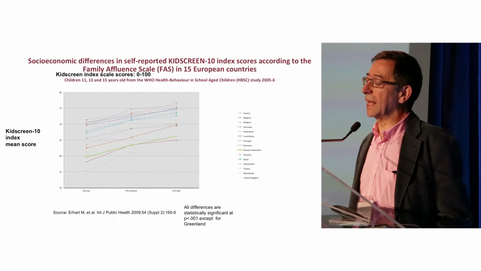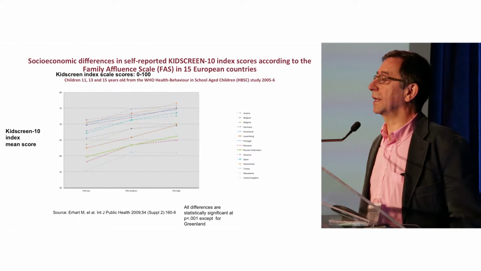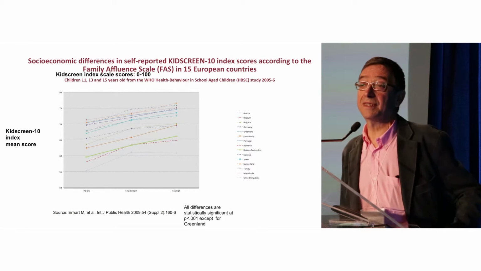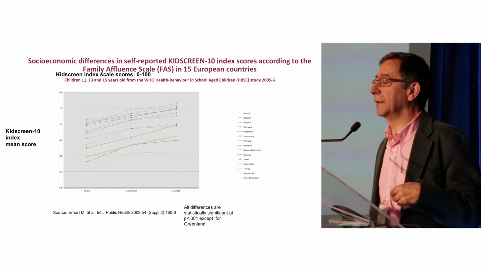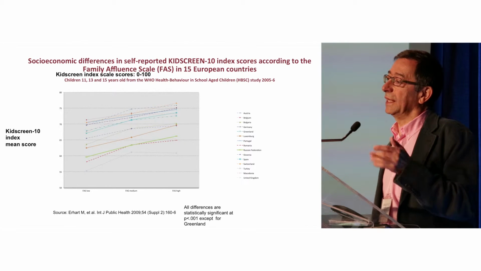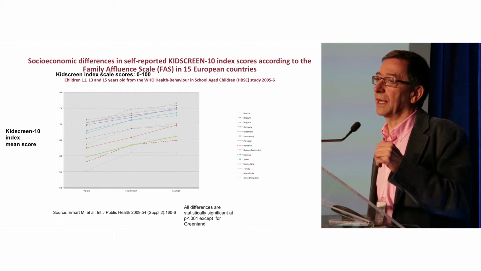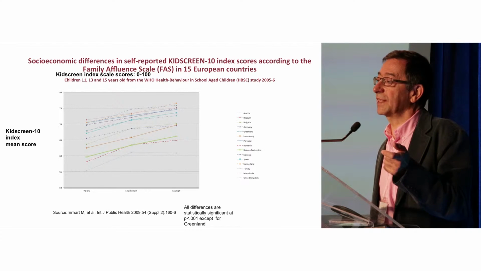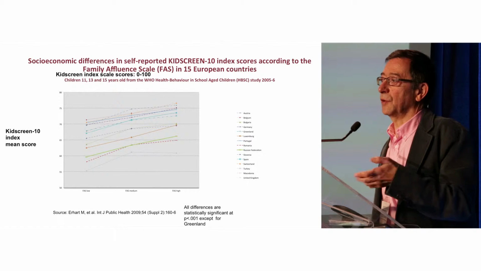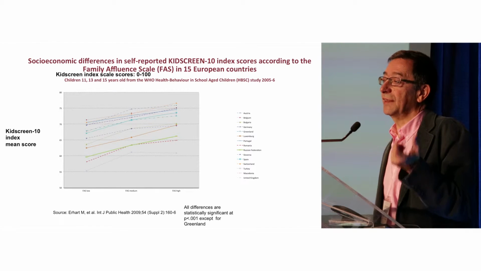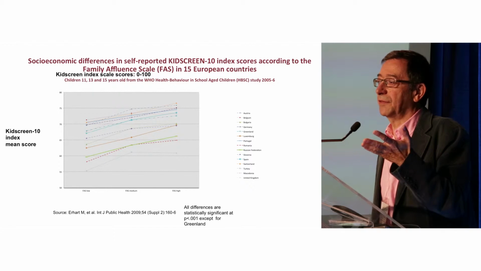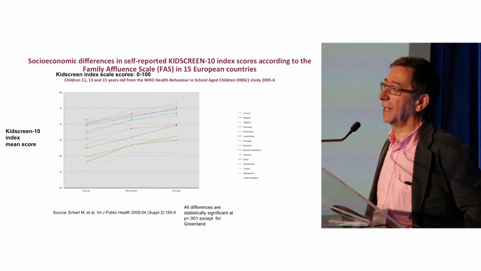Well, another example is the KIDSCREEN index, KIDSCREEN-10, that was used in the Health Behaviour in School-aged Children, an international study, and in this case also analyzed according to the family affluence scale in 15 countries. And you can see that the KIDSCREEN index captures a gradient in almost all 15 countries according to family affluence scale.